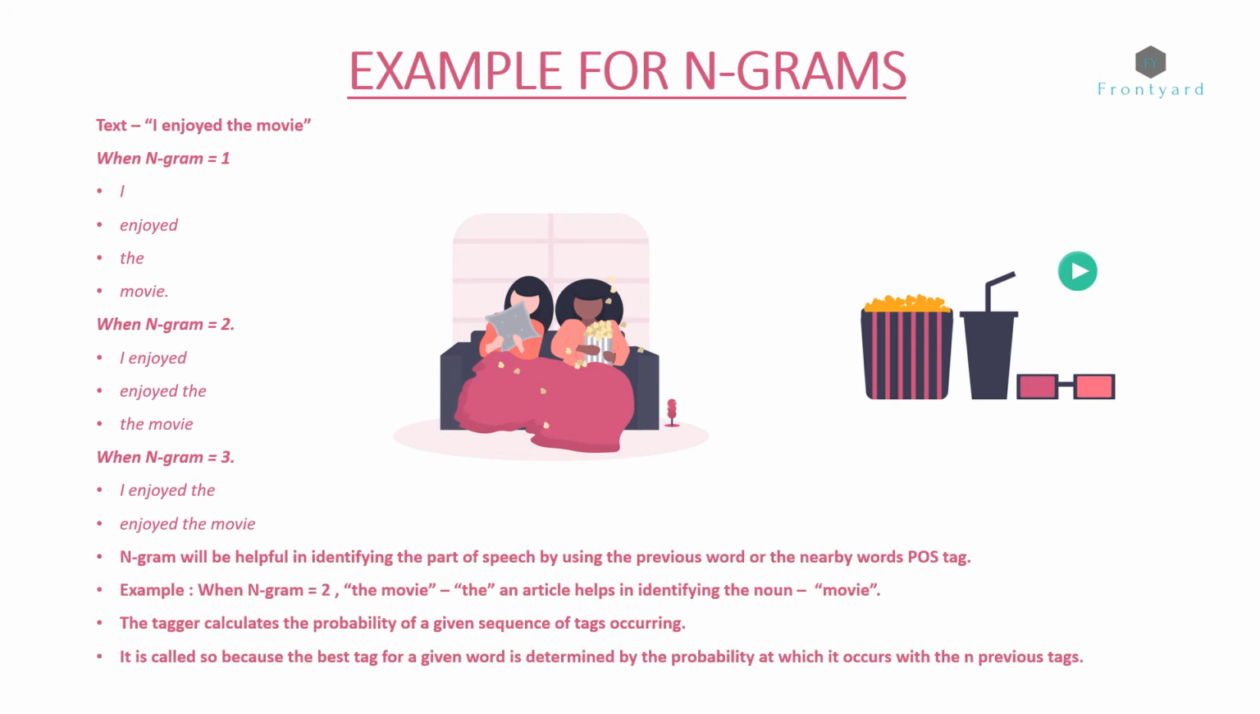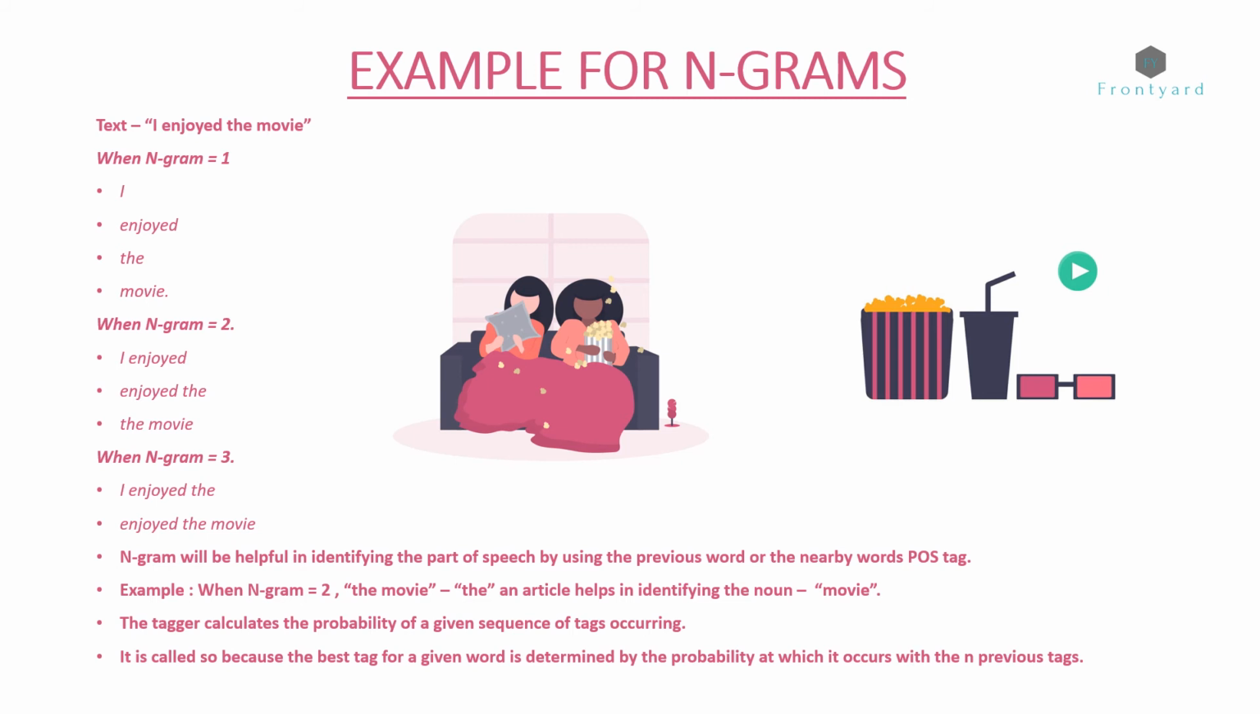N-gram will be helpful in identifying the part of speech by using the previous word or the nearby words' POS tag. For example, when n-gram equals 2, the movie, here the first word is the, which is an article, and the second word is movie. We already know that there is a rule that if an article is succeeded by another word, then it should be a noun. So in this case also it is true. So the tagger calculates the probability of a given sequence of tags occurring. It is called so because the best tag for a given word is determined by the probability at which it occurs with the n previous tags.